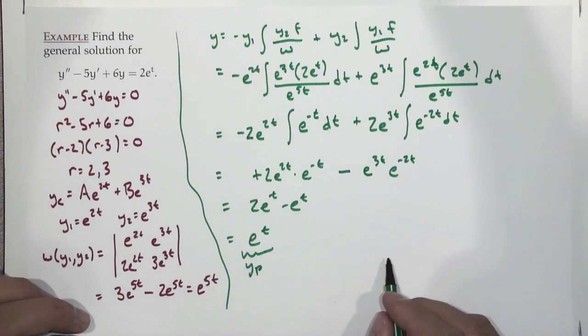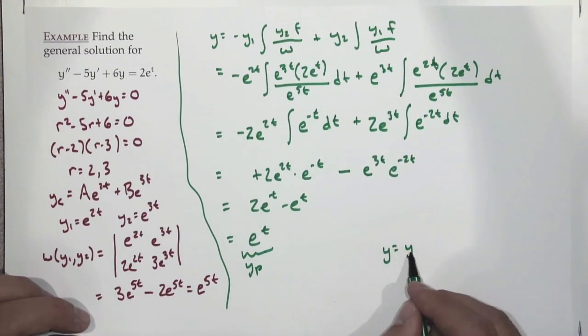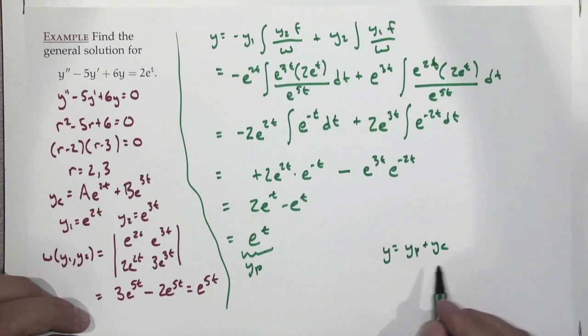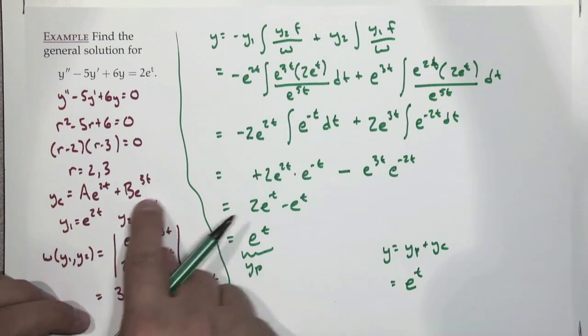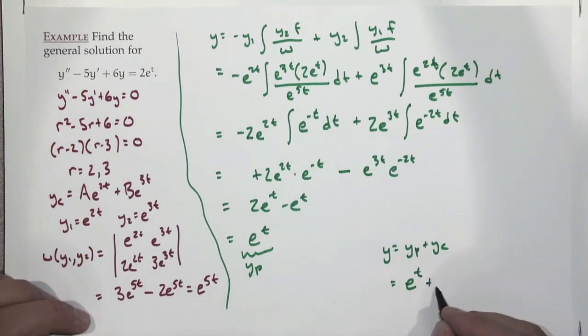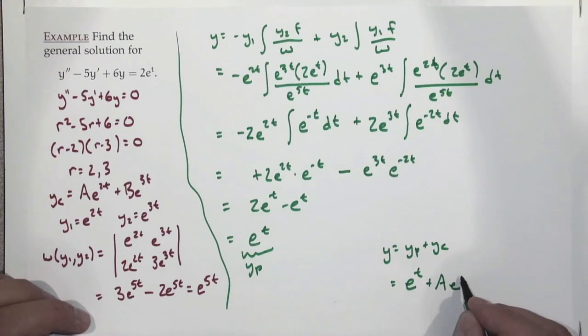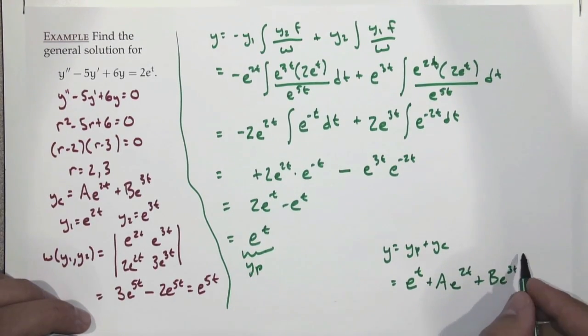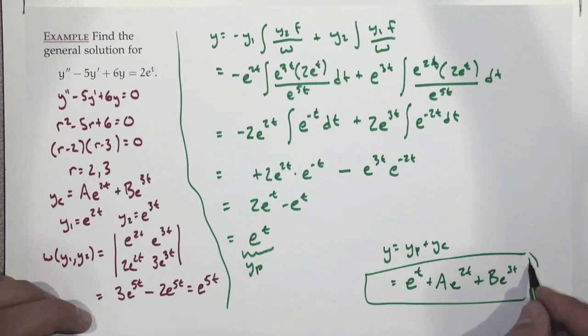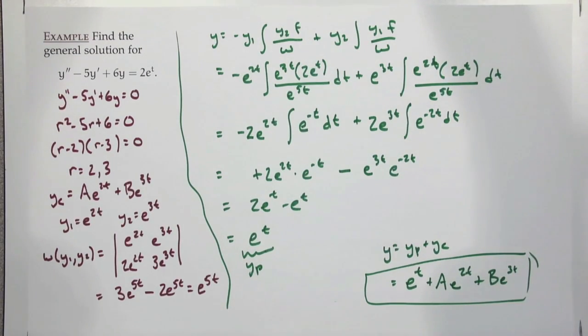If we're after the general solution, you add the pieces together, namely your particular solution, e to the t, and then plus your complementary solution. So this just shows you that yes, you can use variation of parameters even when the method of undetermined coefficients might be a lot faster. All right, that's it.